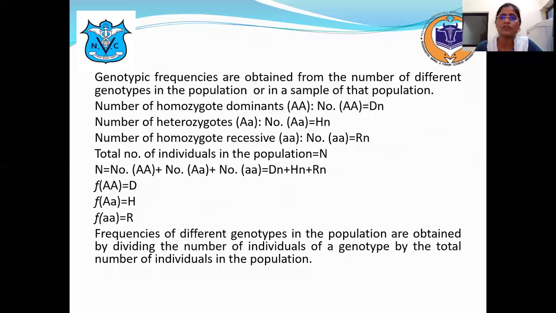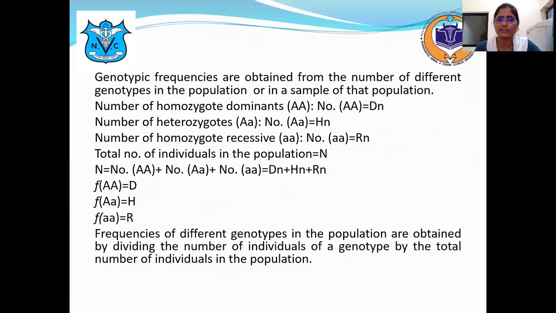So the frequency of homozygous dominant, that is capital AA, is indicated by capital D. The frequency of heterozygous, that is capital A and small a, is indicated by H, and the frequency of homozygous recessive, small aa, is indicated by R. So the frequencies of different genotypes in the population are obtained by dividing the number of individuals of a genotype by the total number of individuals in the population.